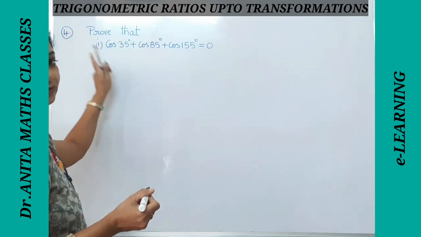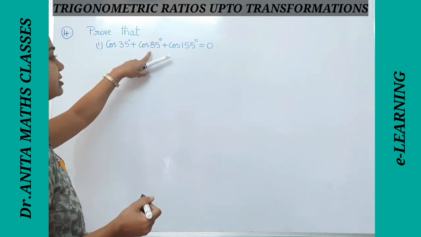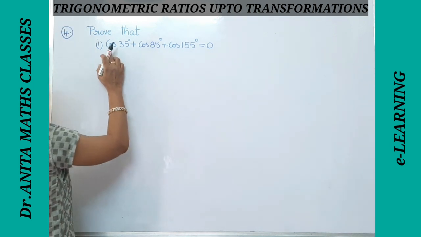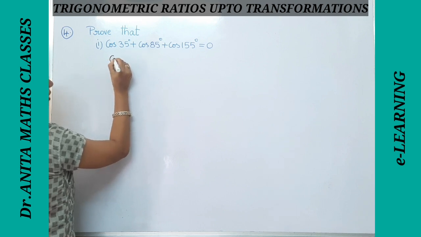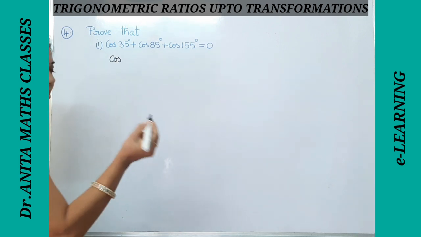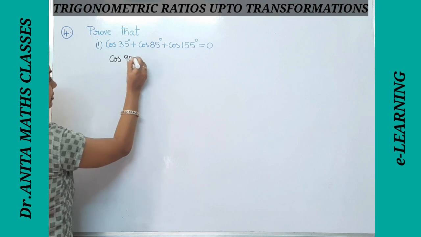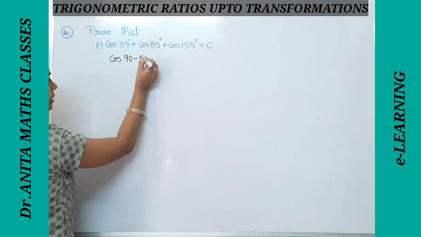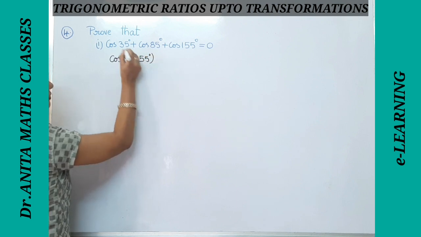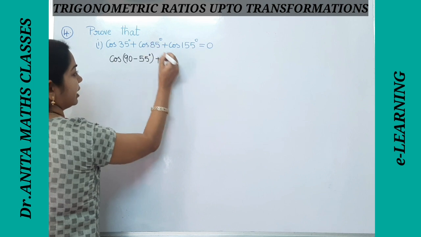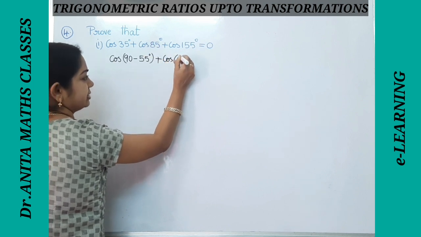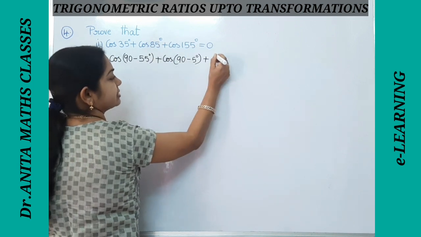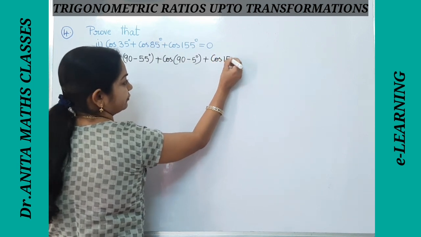Here I have noted down the first problem. Prove that cos 35 degrees, cos 85 plus cos 155 equals 0. Let's start with this. Now cos 35, I can write as cos (90 minus 55). Similarly, I can write cos 85 as cos (90 minus 5 degrees). Let us keep cos 155 degrees as it is.